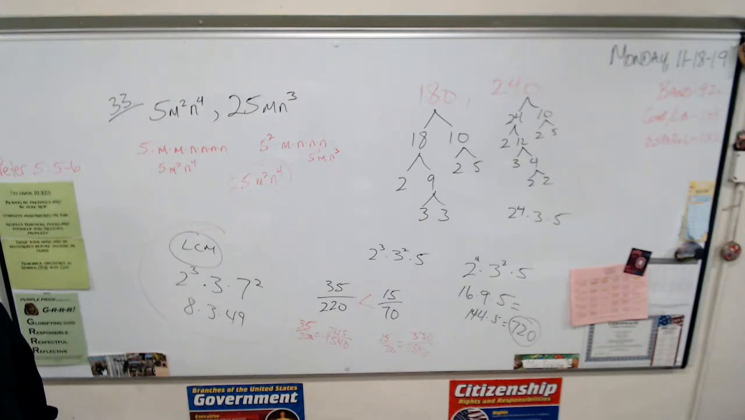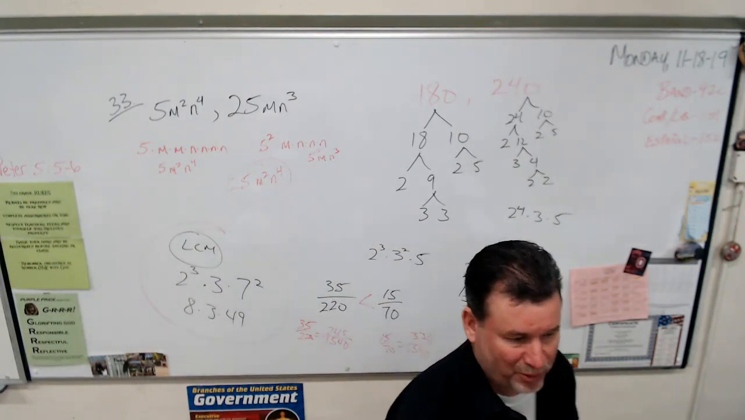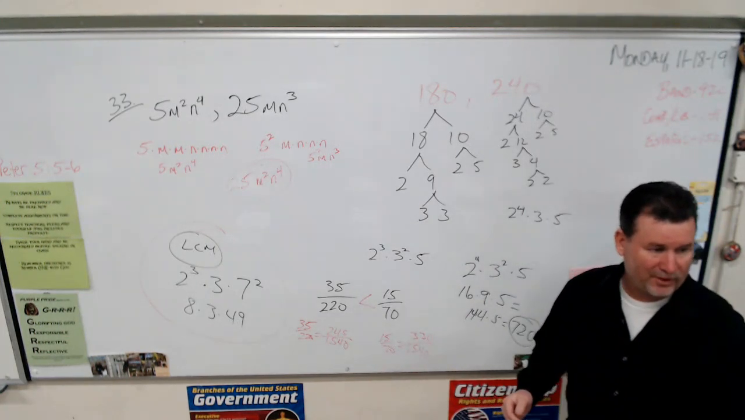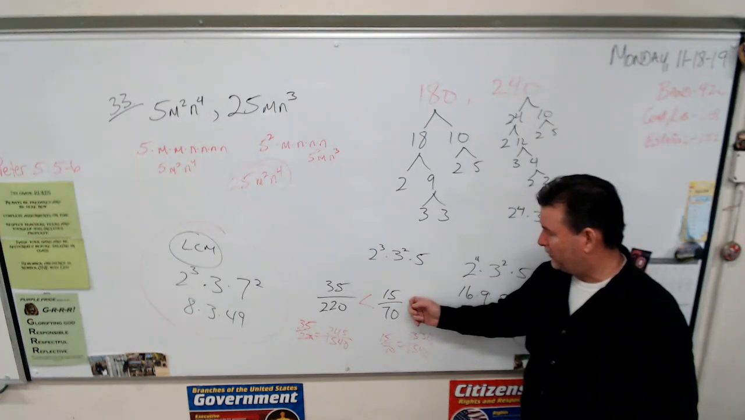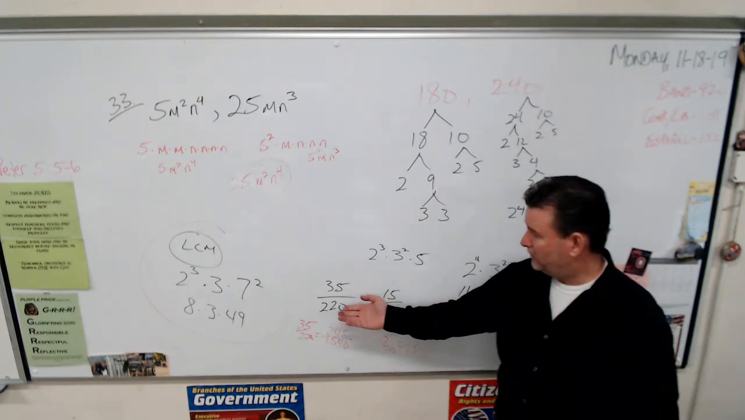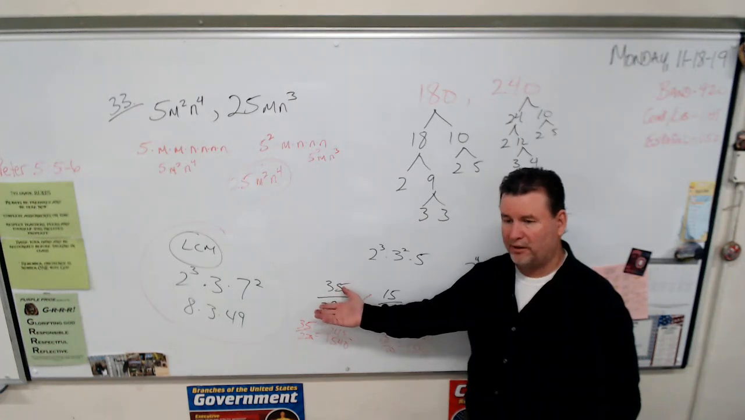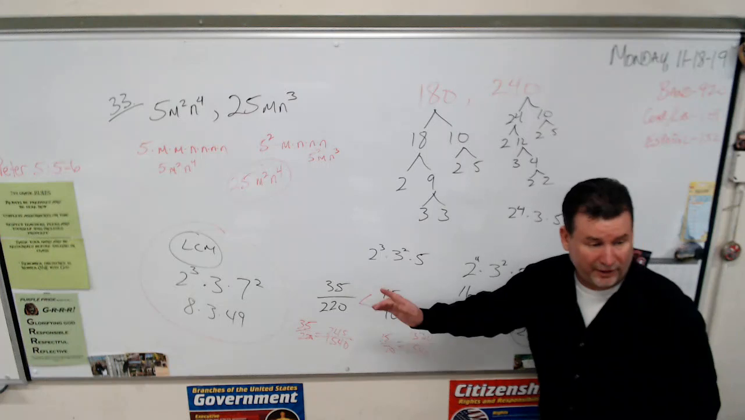Now let's say I wanted to be like Dina and use number sense. I'm not saying you should do this, because you have to learn how to do the factors and multiples. But if I wanted to be like Dina and use number sense, I could have looked at 15 over 70 and reduced it to 3 over 14, and reduced this to 7 over 40 something. Or I could have done this.